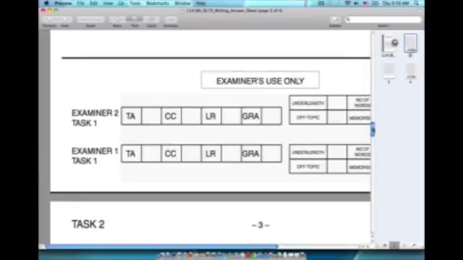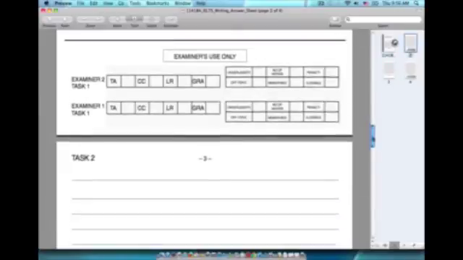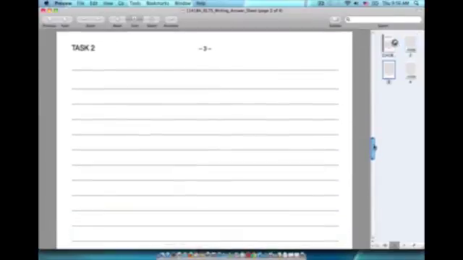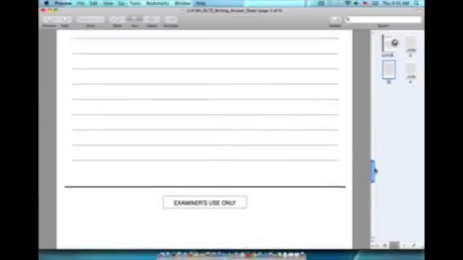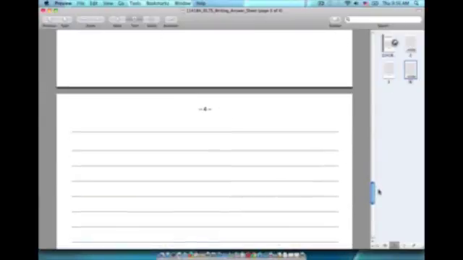Okay, so now following this, you're given space for your task 2 response. So as you can see, you're given a full page and a second page, and at the bottom of this page you can see the same set of criteria that's available for the examiner to use when commenting on your work.